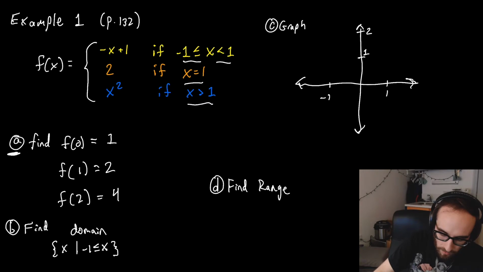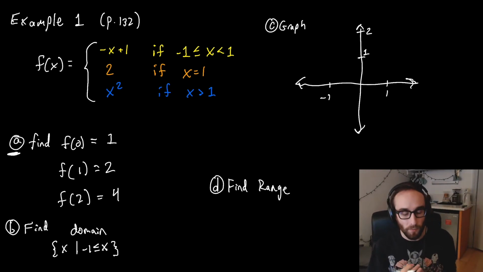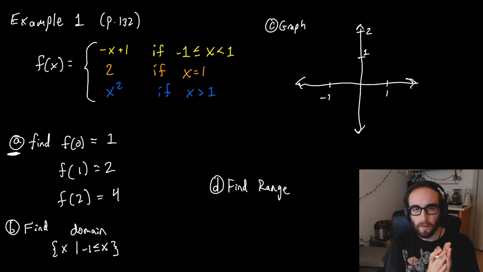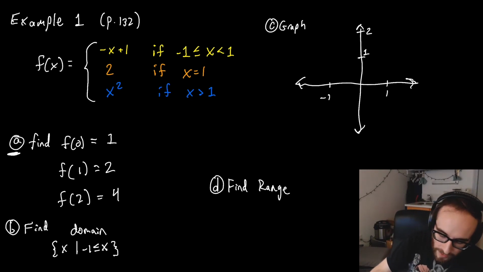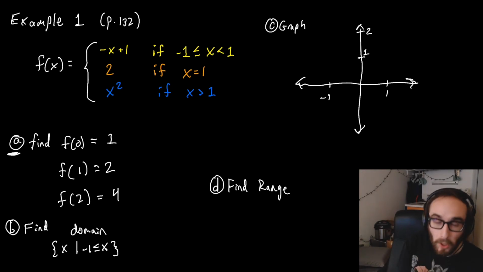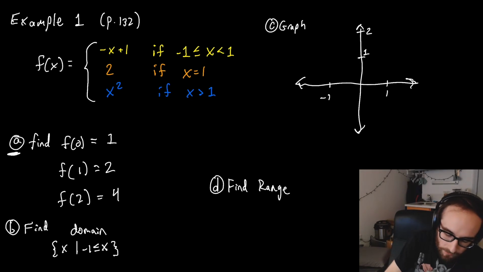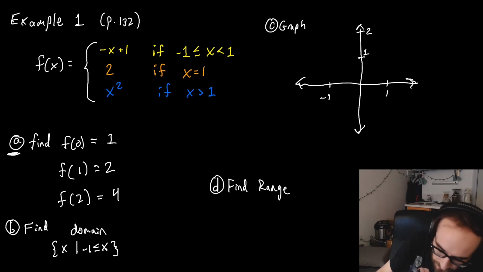Okay, so next up we're looking at a graph of this function. We'll start off at the top. First we have negative x plus 1 if x is between -1, including -1, and less than 1. So if we look at -1 on our graph in the top right here, we could plug in -1 to find where the output would be. If we plug in -1 here, we get -(-1), which is +1, plus 1. We get 2 for our output. So we have a closed circle here because it's an or equals to.